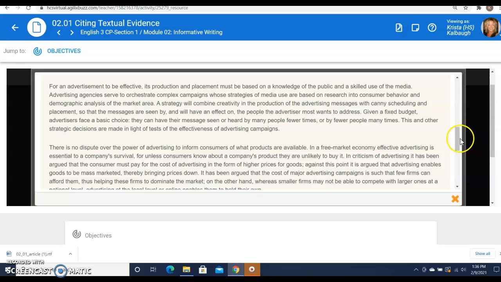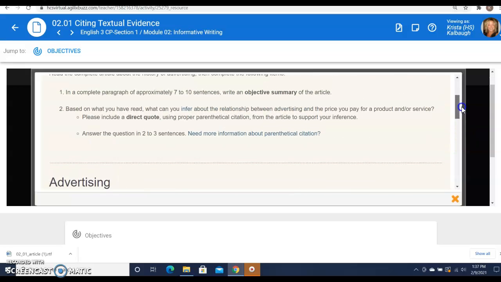All right. Step 2. Excuse me. Step 2, you're going to have to make a conclusion about the relationship between advertising and the price that you pay for a product and or service.